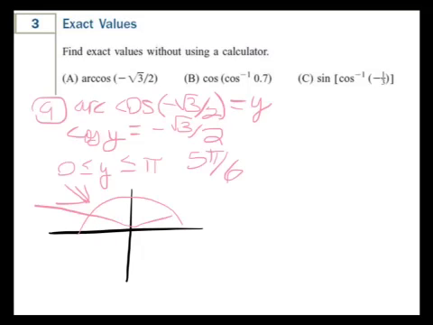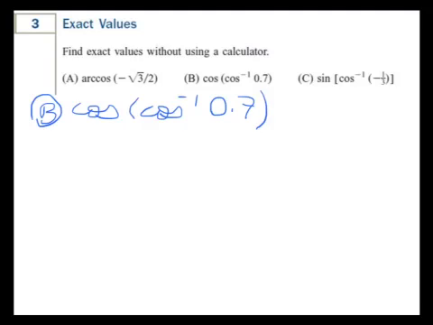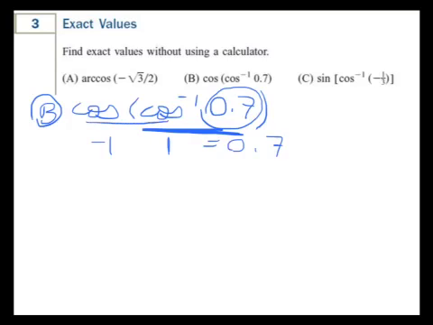All right, now going on to B. Okay, for B this time, we're talking about the cosine of the cosine inverse of 0.7. And so if you think about the domain here of the cosine inverse of 0.7, the inverse is going to be from negative 1 to 1. And we've got 0.7, and it fits, therefore the answer is 0.7, because the cosine and the inverse cancel each other out. Okay, let's go to C.